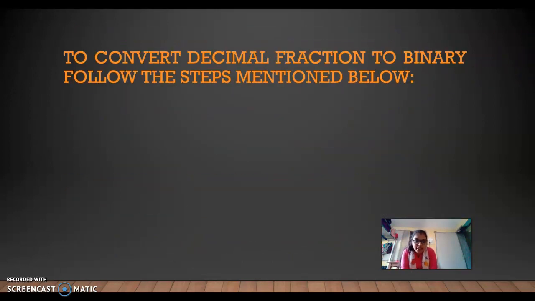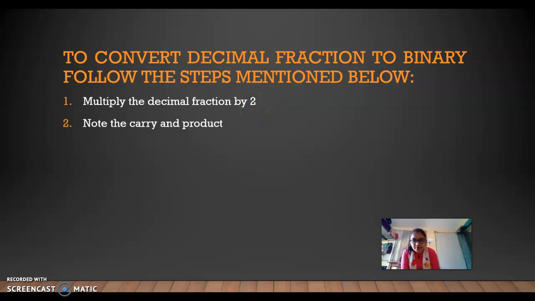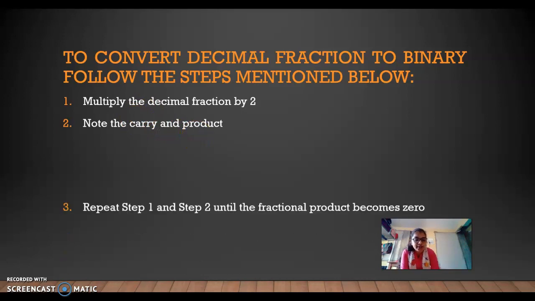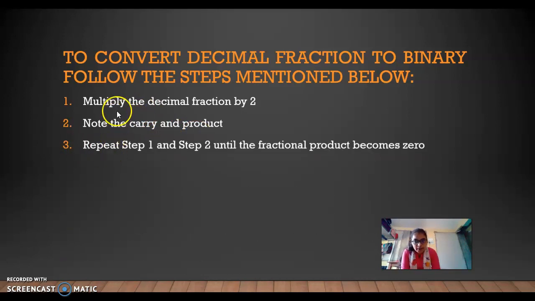Whenever you have a decimal fraction, you have to follow these steps. The first step is to multiply the decimal fraction by 2. We have to multiply the fractional part by 2. Next, note the carry and product. Repeat the first two steps until the fractional product becomes 0. Once you get the fractional product as 0, stop multiplying.